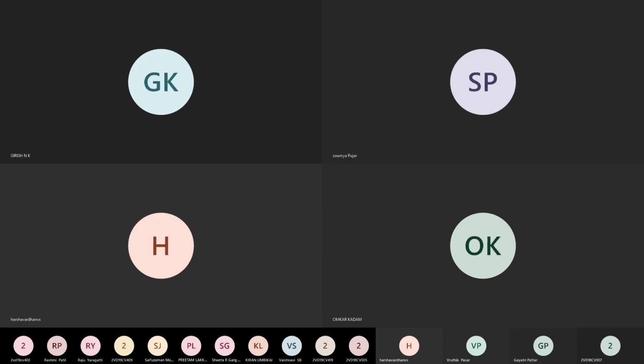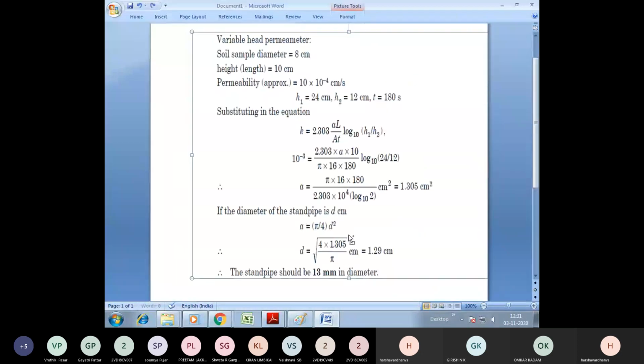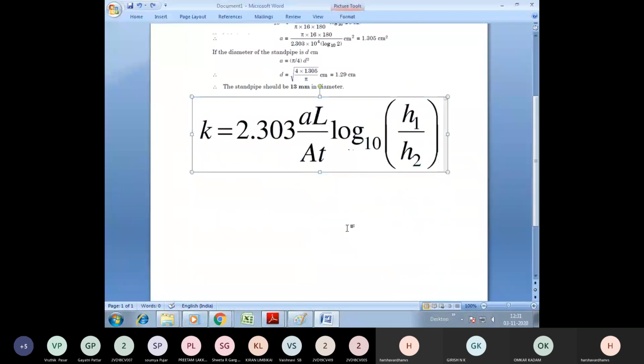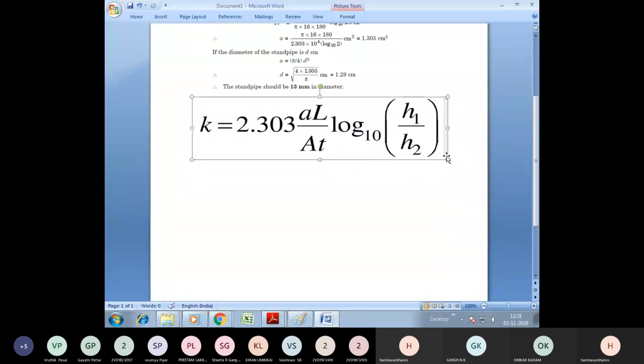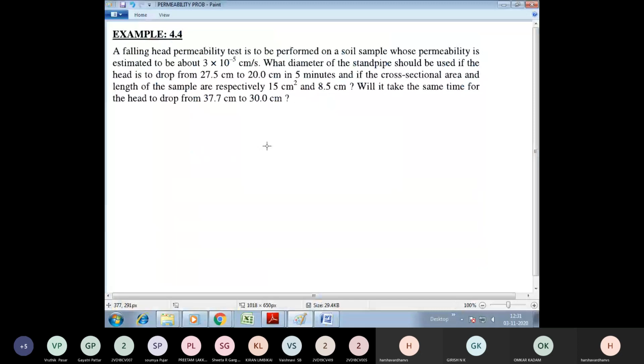Centimeter. Okay, again we are using the same formula. This is the expression used to find the coefficient of permeability for the falling head test or variable head test. So let us write down the data.